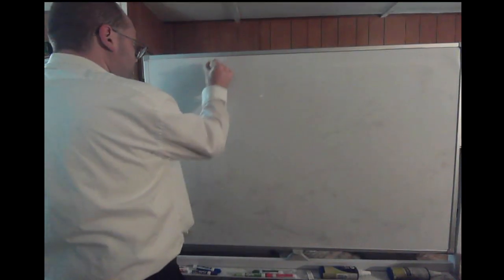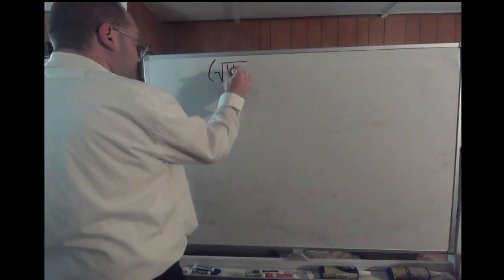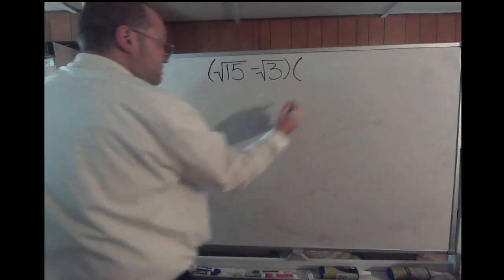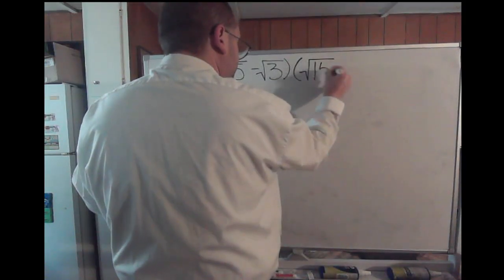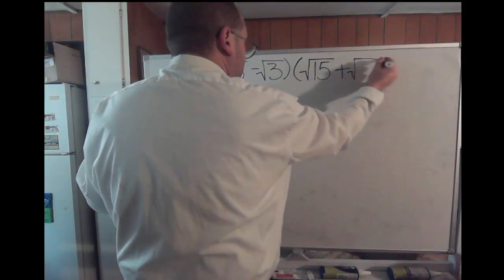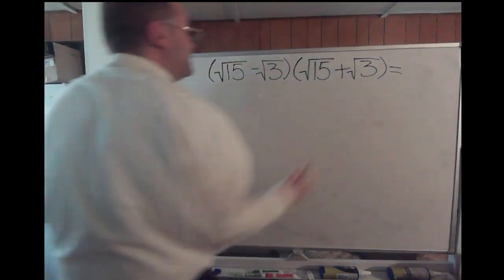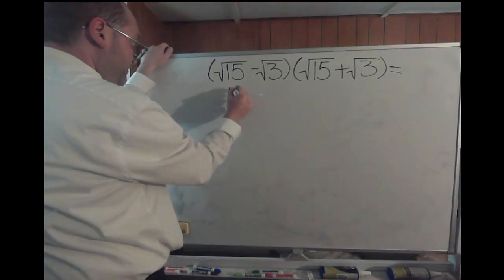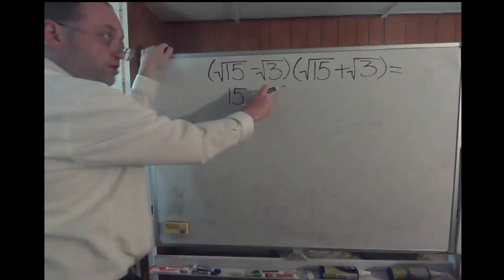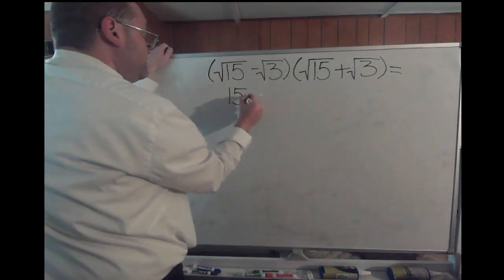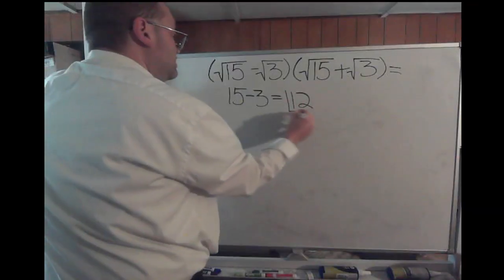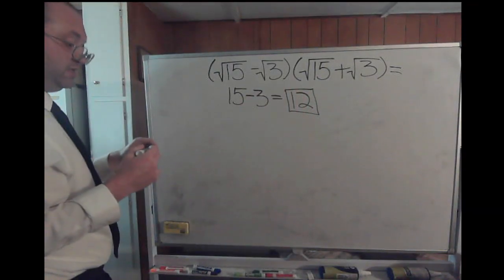One more simple one here. We have the square root of 15 minus the square root of 3 times the square root of 15 plus the square root of 3. Again, it's a difference of two squares. Square root of 15 times square root of 15 gives you 15, and negative square root of 3 times positive square root of 3 gives you negative 3. So you have 15 minus 3, which gives you 12.